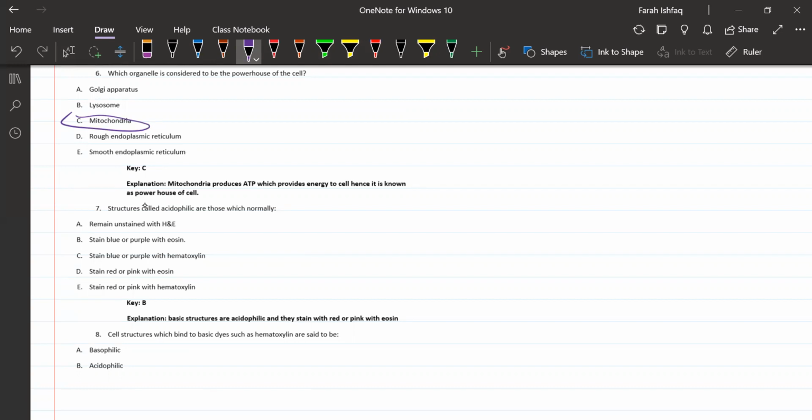Structures that are called acidophilic are those which normally remain unstained with H&E, stain blue or purple with eosin, stain blue or purple with hematoxylin, stain red or pink with eosin, or stain red or pink with hematoxylin. Acidophilic means acidic, which take the acidic dye, that is the eosin. So the correct answer is D, stain red or pink with eosin. It was wrongly labeled here.